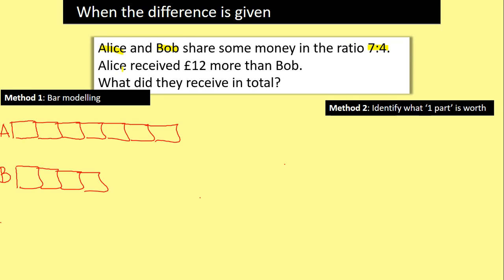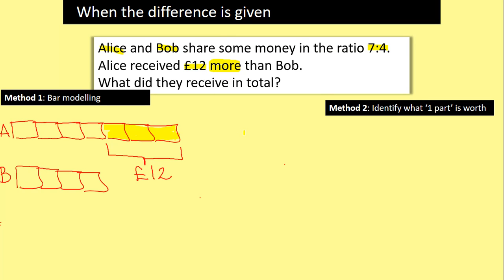The next part says Alice received £12 more, and the keyword is more, than Bob. So when we put those boxes underneath each other, we can see how many more boxes Alice has. You can see really well these 3 boxes here. And these 3 boxes are exactly going to be the £12 more that Alice received.